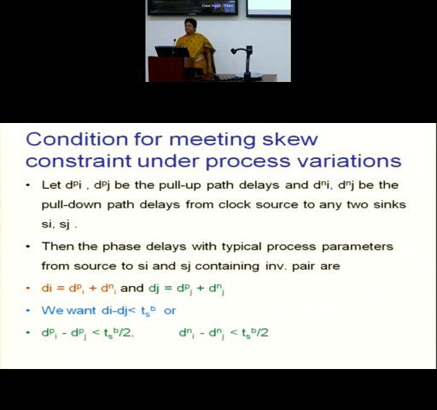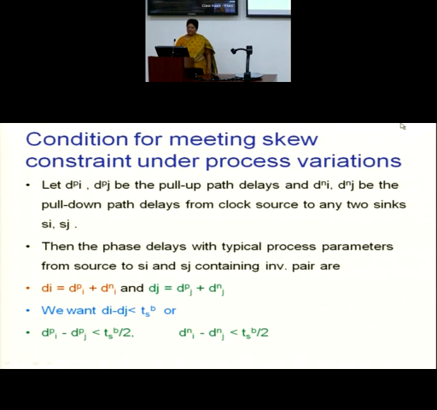So now you have two destinations and a common source. The destinations are I and J and the source is S0. So S0 to Si and S0 to Sj, and every path has two buffers. This has one pull up, this also has one pull up, this has one pull down delay, and this also has one pull down delay.